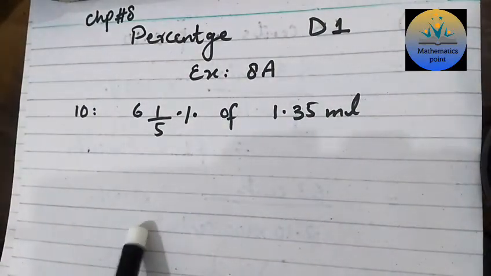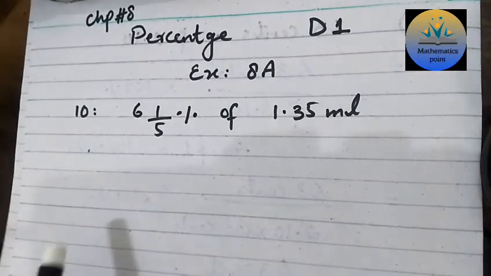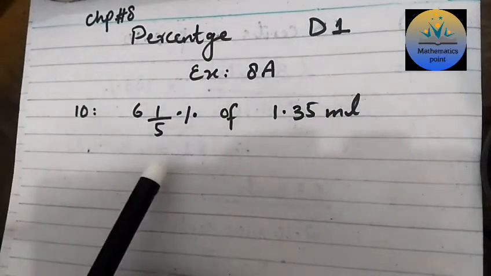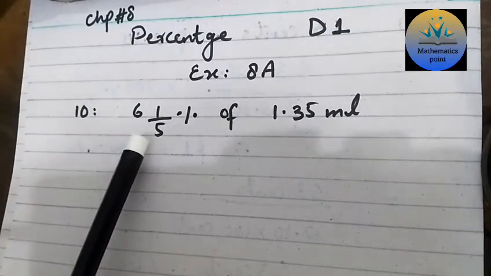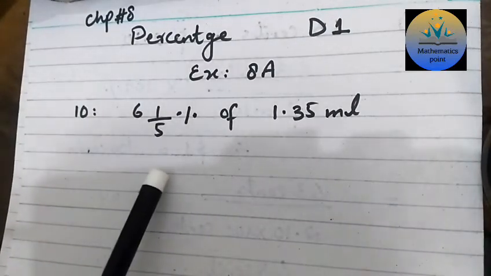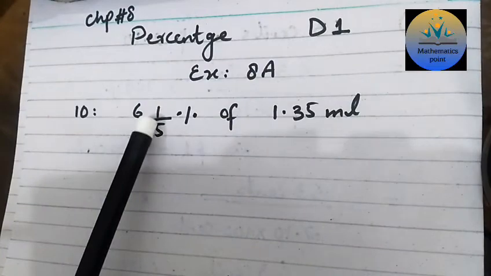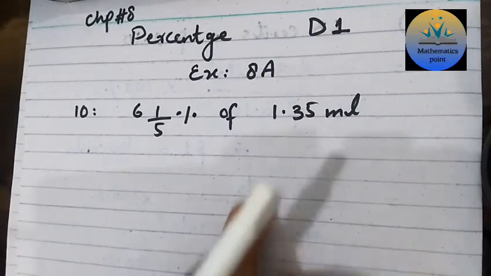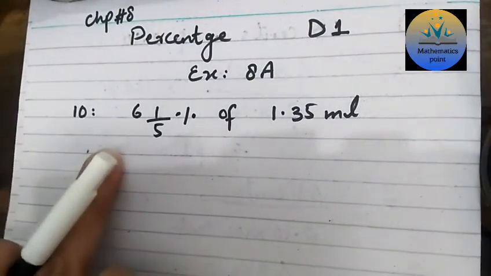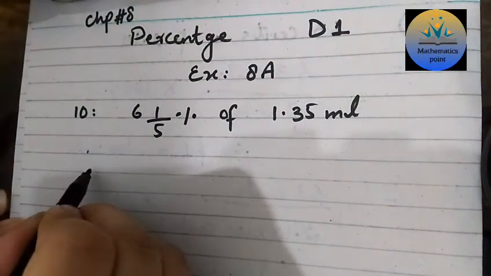We do the same process, same method as in question 5, representing the percentage. In that question we just had the whole fraction percentage, and here we have a mixed percentage. We will find the value of 6 whole 1 by 5 percentage of 1.35. If you have the amount 1.35 milliliter, then 6 whole 1 by 5 percentage of it will become water. Okay, start the question.